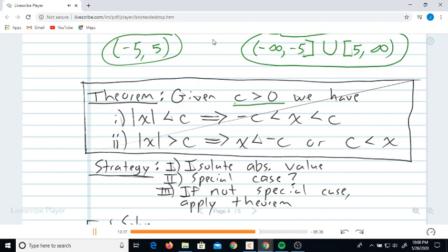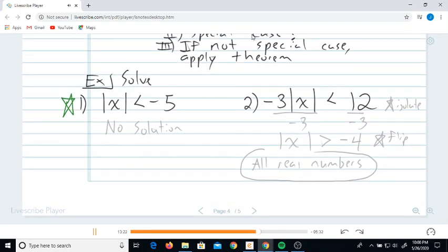If we look at this example down here, absolute value of x is less than -5. Let's say, okay, what numbers are less than -5 units away from 0? Well, you can't have a distance below -5 because every distance value is positive. There's no such thing as a positive number below -5, so this is actually no solution.